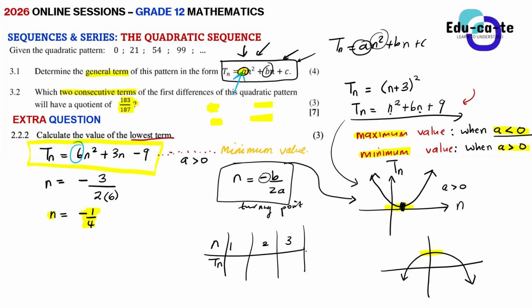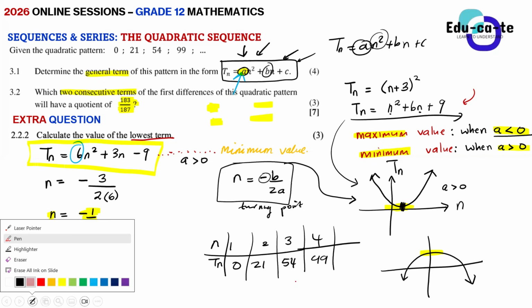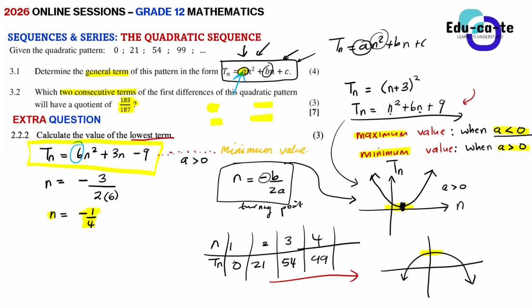This is 0, this is 21, this is 54, this is 99, and it keeps on growing and growing and growing. Do you see, guys, that here the numbers keep on increasing? Like the values, the tn's here, they keep on becoming bigger. Do you guys see that? So can we ever have a smallest value if the numbers keep on getting bigger and bigger? No. That is why whenever you do the calculation, you are finding a number that is not an integer.